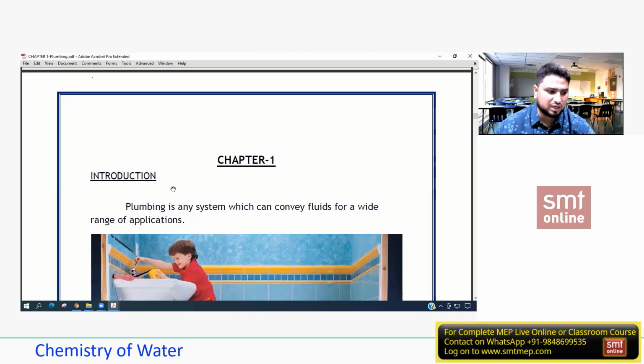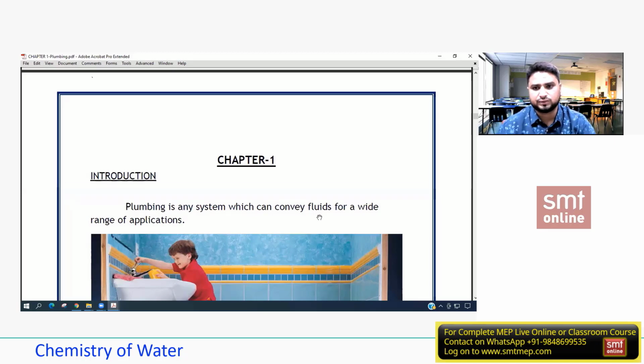So very first thing, again, introduction, the same kind of definition. What exactly is plumbing? We have learned that plumbing is any system which can convey fluids for a wide range of applications. Now, fluid refers to a liquid, or a state of matter, you can say. And fluid is something which can flow in a given direction by having some external pressure on it. So now fluid refers to liquids and gases, apart from solid.